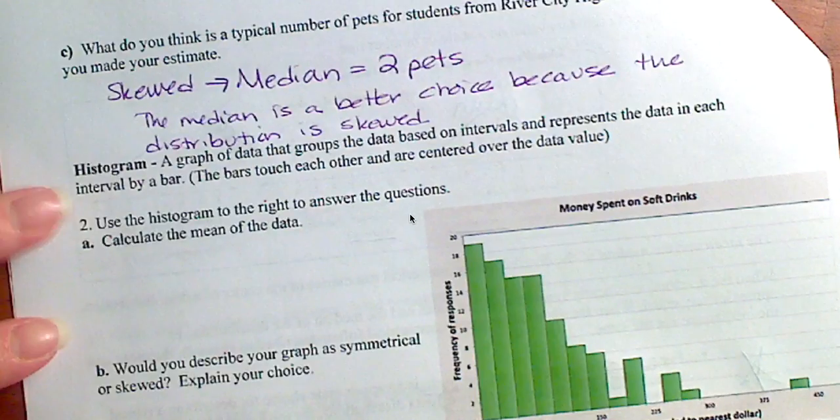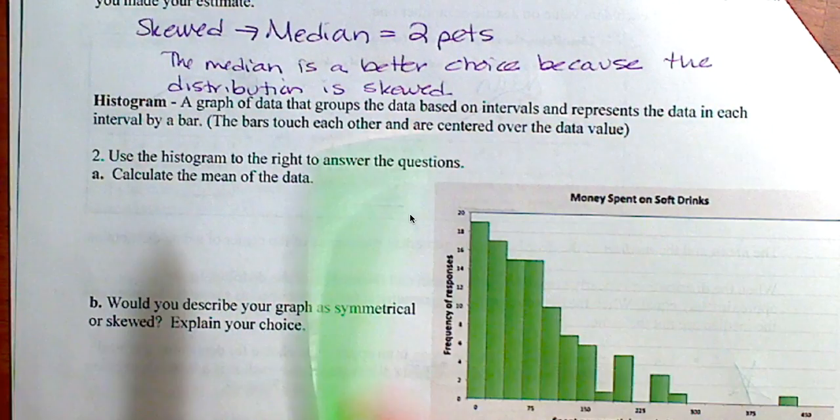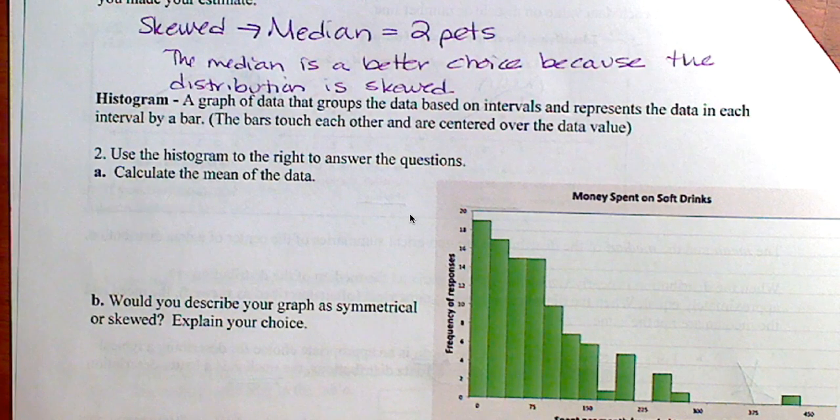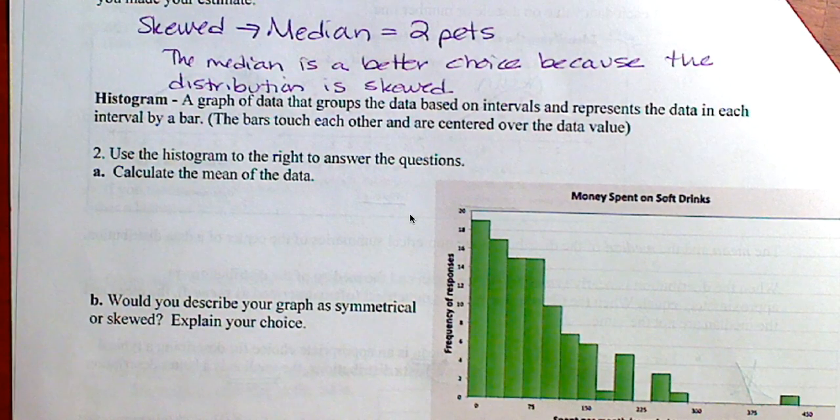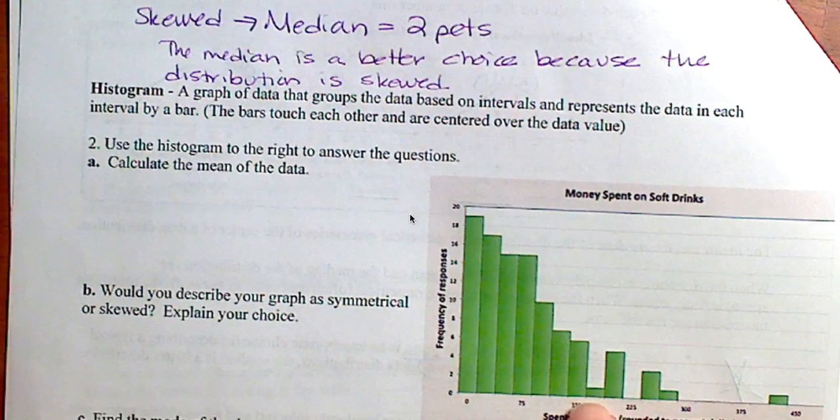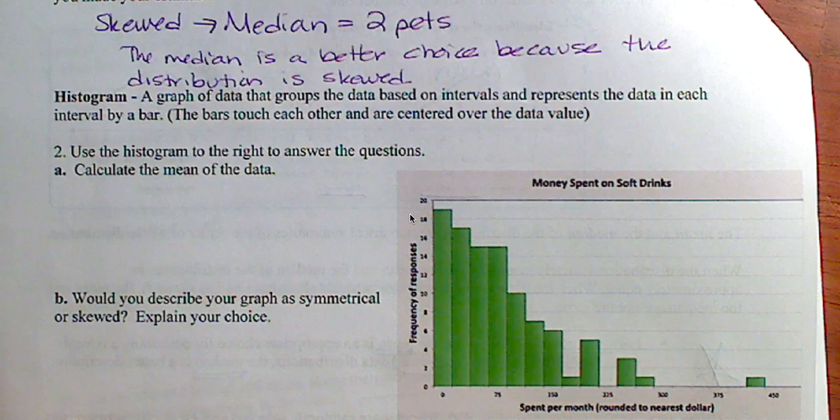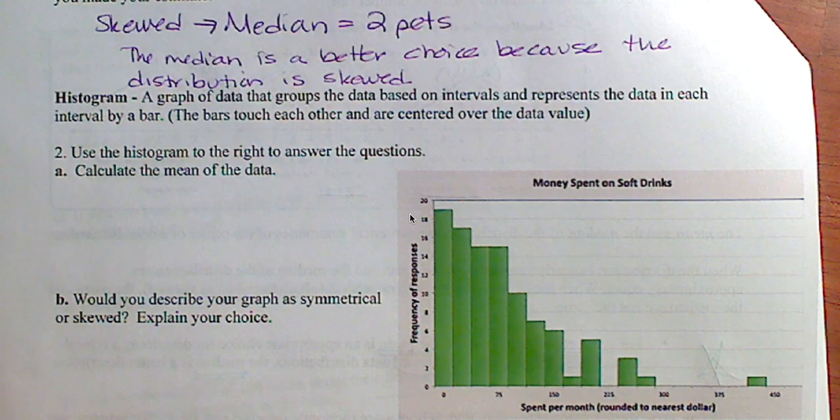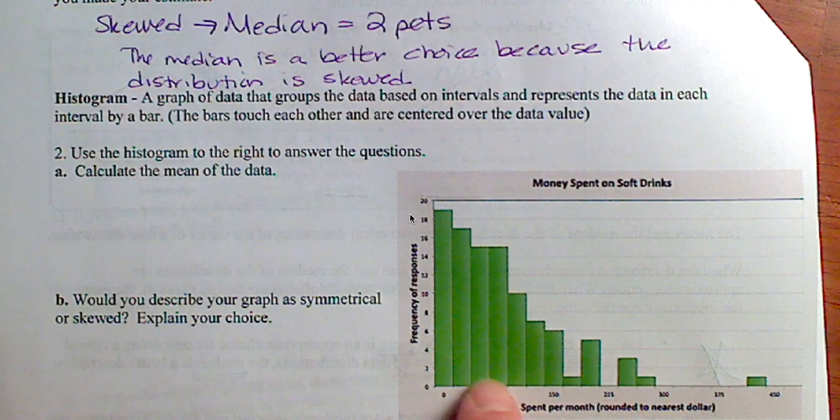Okay, excellent. Now a histogram is very similar to a dot plot, except they have bars. It's a graph of data that groups the data based on intervals and represents the data in each interval by a bar. Now technically in a histogram the bars are touching each other. If the bars don't touch each other, then it's called a bar graph. You usually use a histogram for what we call numerical data, numbers. You would use a bar graph for categorical data. So if you want to say favorite color, we've got red, green, blue, yellow, and you're going to write categories down at the bottom.